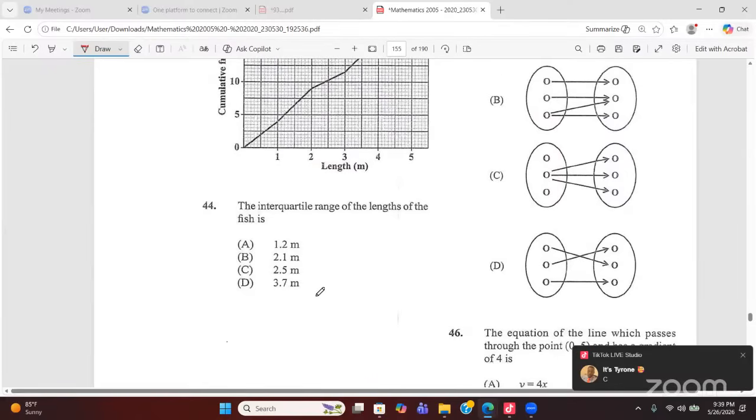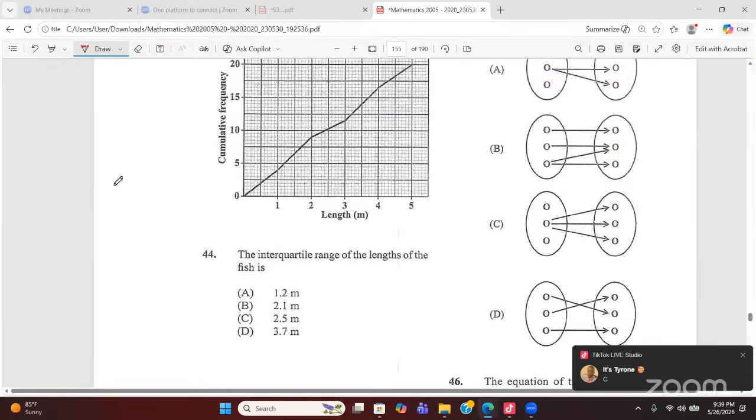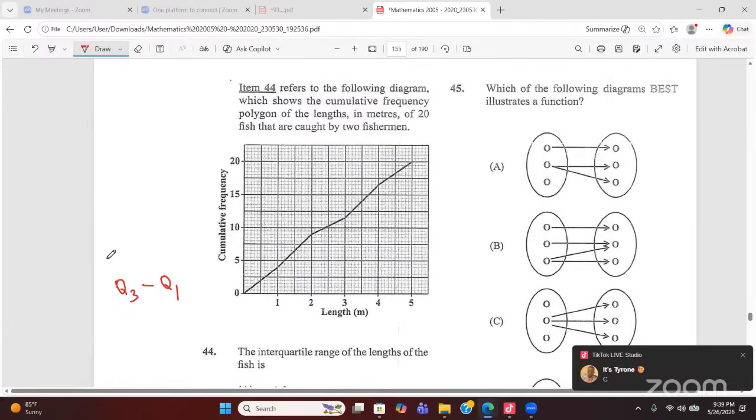The interquartile range is Q3 minus Q1. Just do the same thing. Q3 minus Q1. Because it's 20, Q3 is 75% of the people, and Q1 is 25%. Because it's 20, you could work out your numbers. It's 15 and 5, if you want to work it out, because the number is simple. It's a 20. All right. So this is 15.